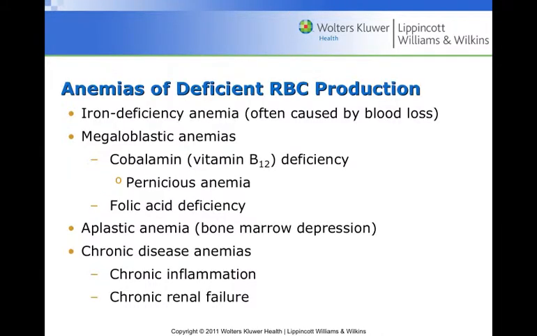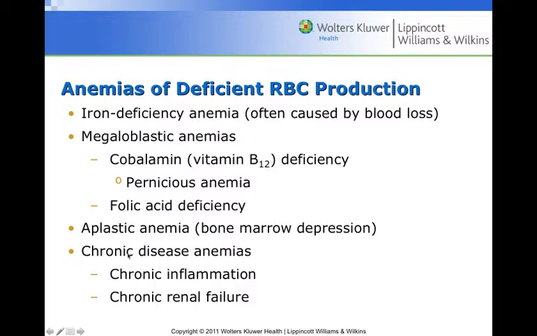Anemias of deficient red blood cell production fall into categories of iron deficiency anemia, often caused by blood loss, particularly if we have internal bleeding going into the digestive tract. Megaloblastic anemia: a lack of vitamin B12 results in pernicious anemia. Folic acid deficiency also results in those megaloblastic anemias, where we have trouble making DNA, making the nuclear contents for red blood cells. Aplastic anemia, bone marrow depression, and then chronic disease anemias.